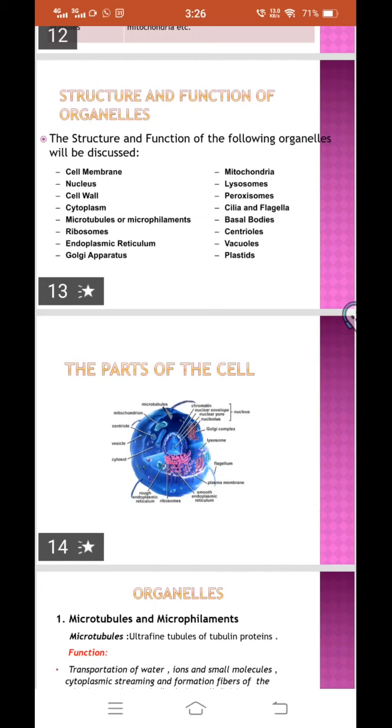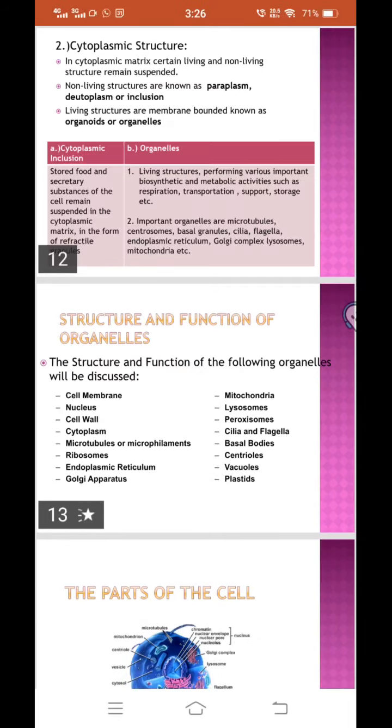If these different organelles are not present in the cell, then the cell is unable to perform properly. The functioning of the cell will not run smoothly. So these organelles are very important for the cell. In the next slide we have different structures, and on the basis of those structures they perform different functions, which we will study further in the next topics.